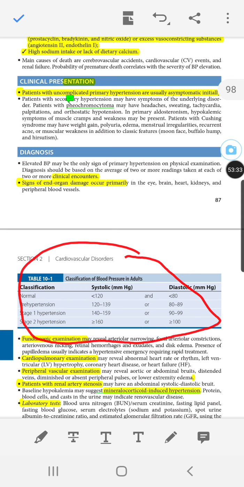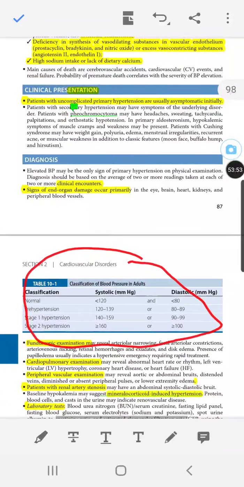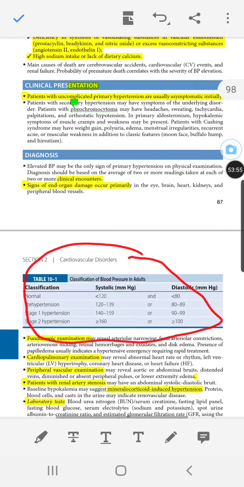a tumor in the adrenal tissue, so a high amount of adrenaline, so it causes headache. If pheochromocytoma, then there is headache, sweating, and tachycardia. If there is also Cushing syndrome, then edema, polyuria, weight gain, moon face. So these all are the symptoms of hypertension.